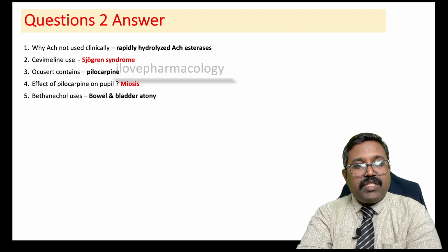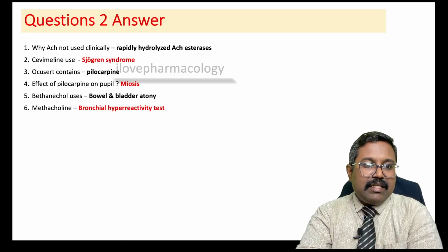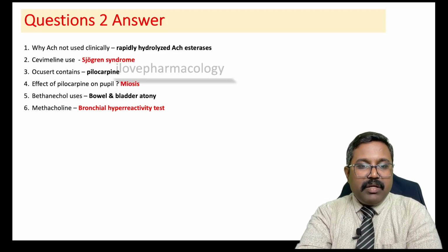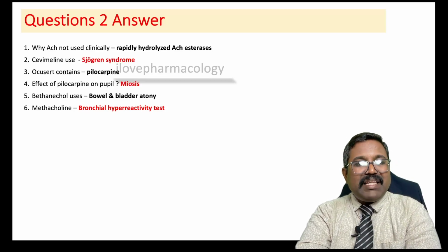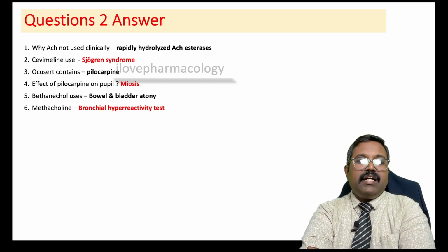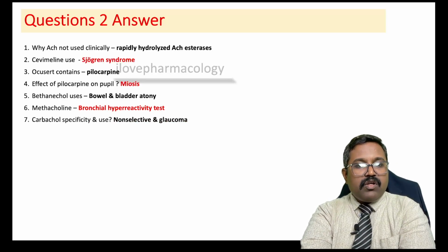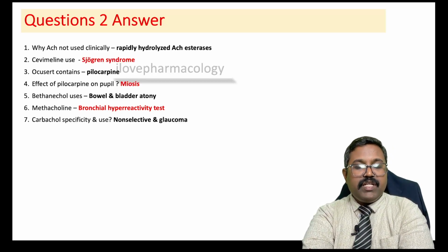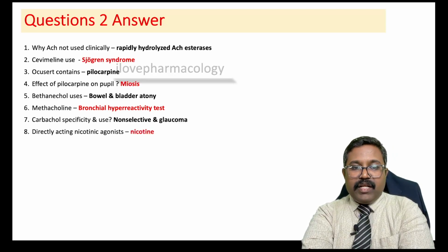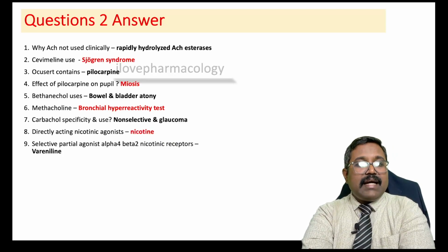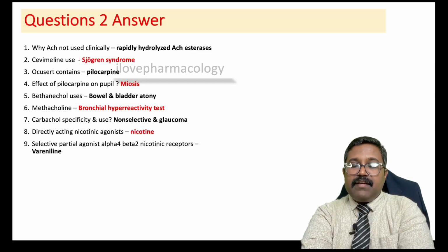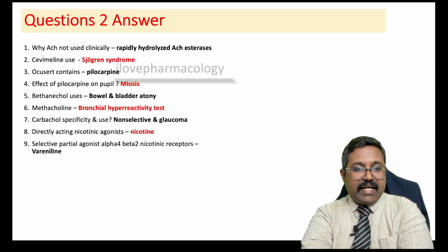Bethanechol uses: they are used in postoperative urinary retention as well as postoperative paralytic ileus. That's why, as a mnemonic, you can remember B for BB, so bowel and bladder atony. Methacholine is used for bronchial hypersensitivity tests, which are obsolete now. Carbachol is non-selective, acting on both nicotinic as well as muscarinic receptors, and is used in glaucoma. A directly acting nicotinic agonist example is nicotine, and the selective partial agonist at the alpha 4 beta 2 nicotinic receptor is varenicline. Varenicline is mainly used as a smoking cessation agent.